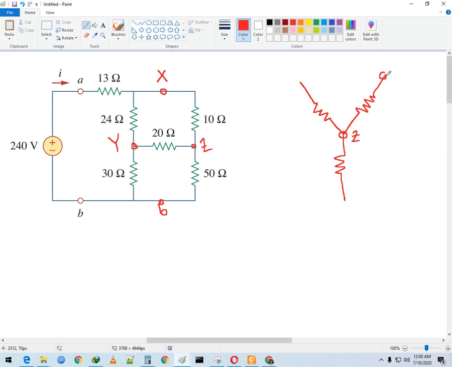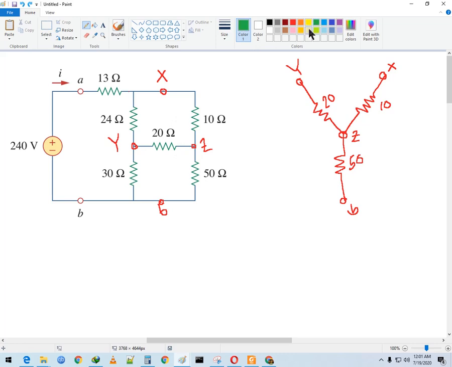if we have this one as 10, this is our node X. If we have this arm as 20, so this is 10, this is 20, this is node Y, and the bottom is 50, so this is node B. So you see that we have created a Y here. So here we can see that there is a Y connection.